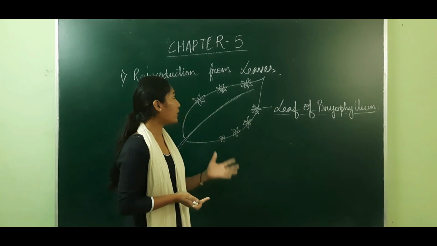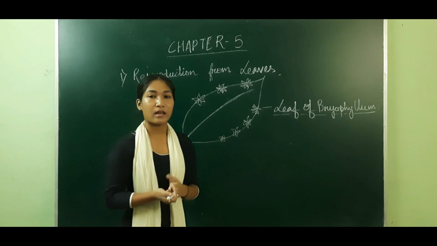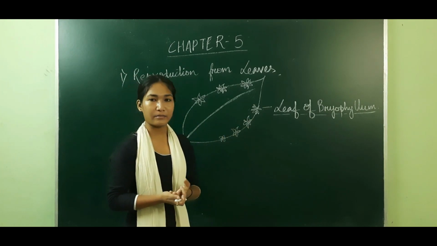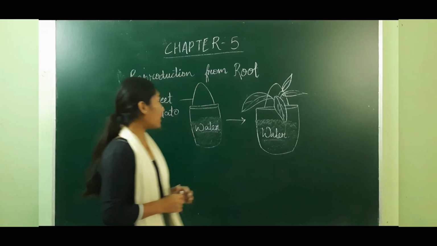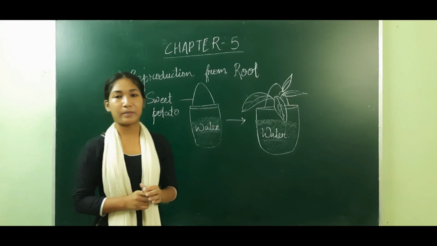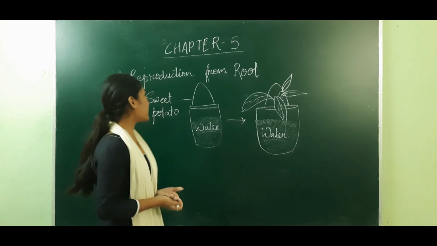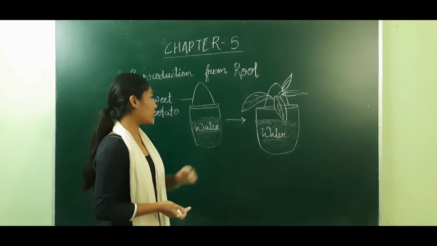So this is how reproduction is done in the plant bryophyllum, with the help of a leaf. So the third way through which a plant can reproduce itself is reproduction from root.